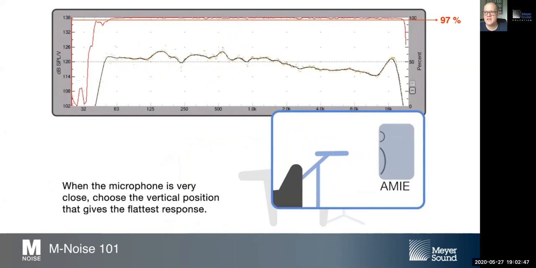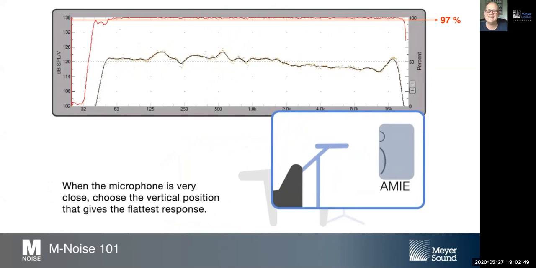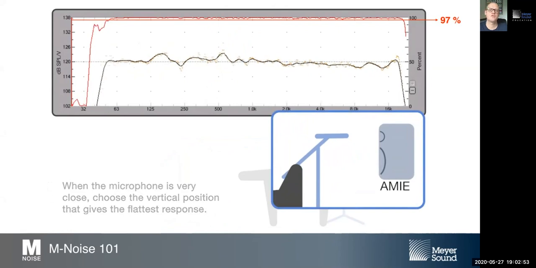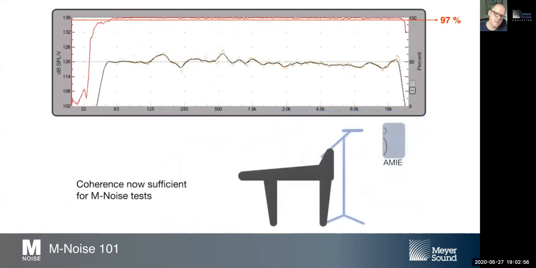And now you see that coherence is well above 97%, which is about 15 decibels of signal to noise. And the reason that we measure this close to the loudspeaker is because we want to eliminate noise as a possible cause for coherence loss. We want to measure coherence loss, but we do not want to measure coherence loss caused by noise, by contamination. And that's why the measurement microphone that's used for the transfer function lives so close to the loudspeaker, to eliminate noise as a possible cause for coherence loss.